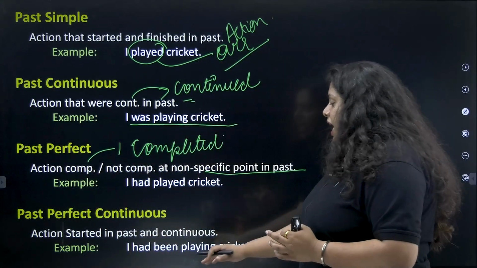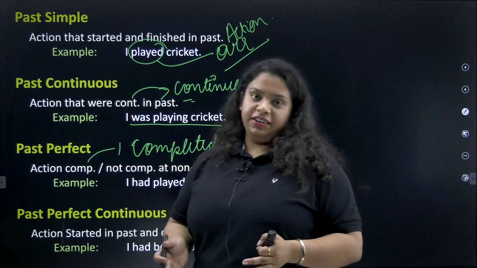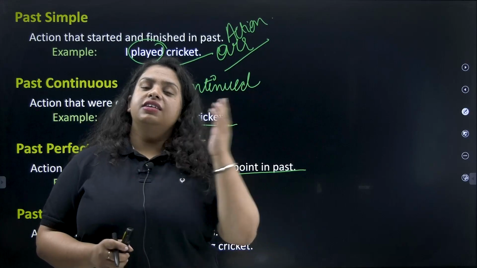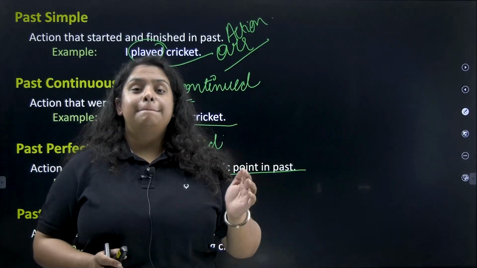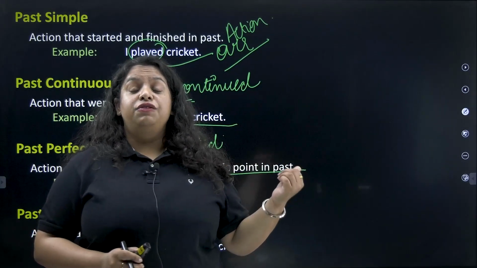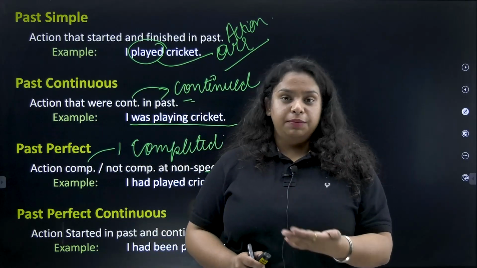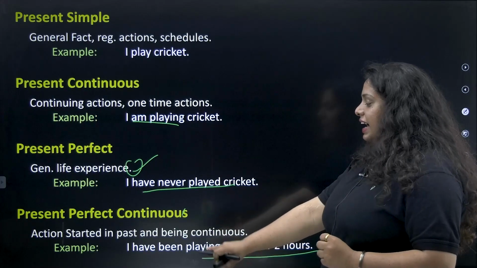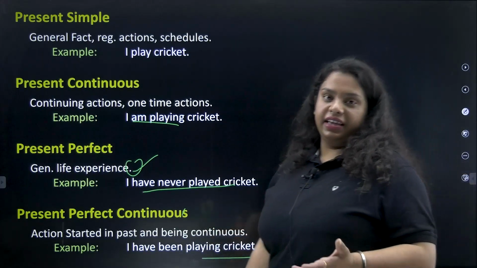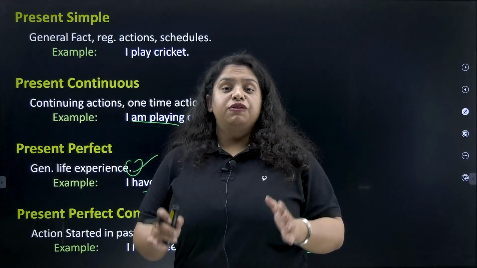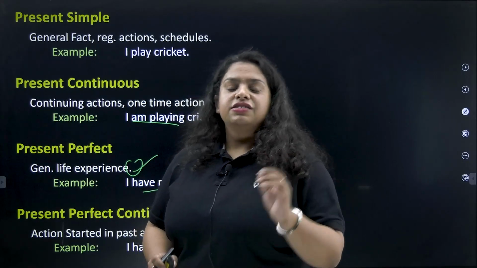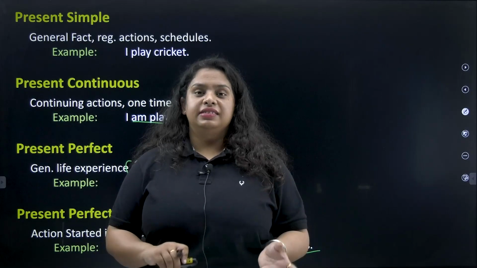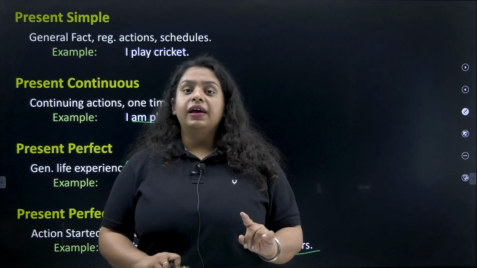So for example, I had been playing cricket. So when we used had, that means it is anyway in the past. And if you remember in the previous slide, here we had in the present perfect continuous tense, I have been playing cricket. Sorry, present perfect continuous tense. All right. So this is the minor difference in these two sentences. The rules for both are the same.